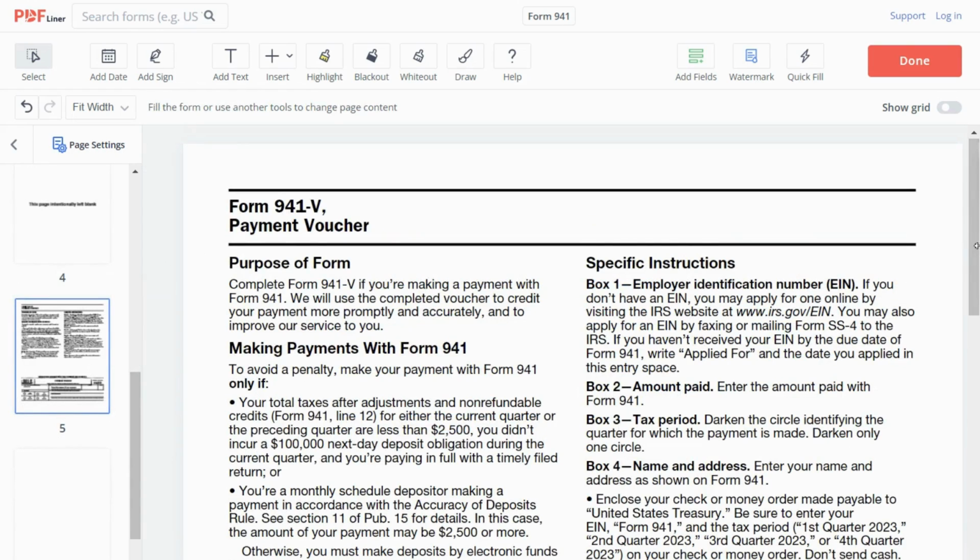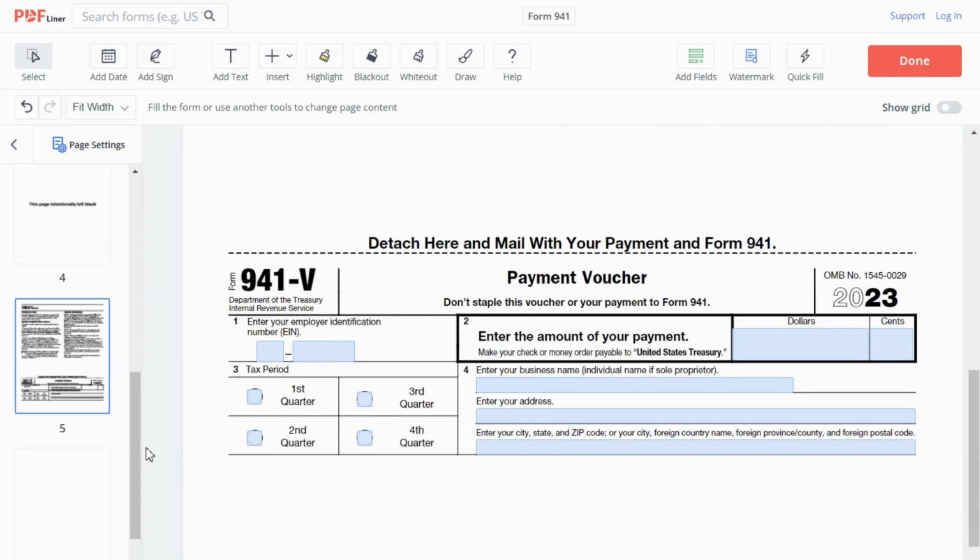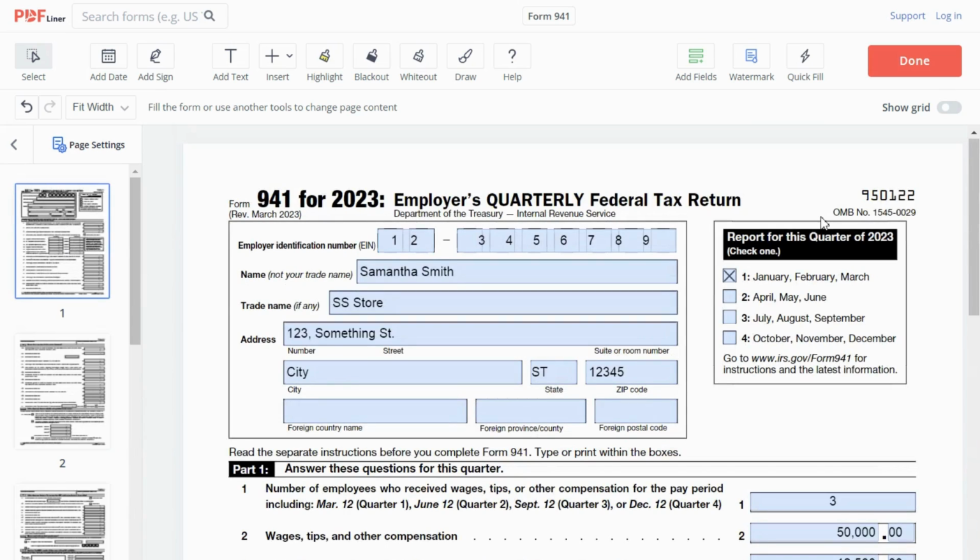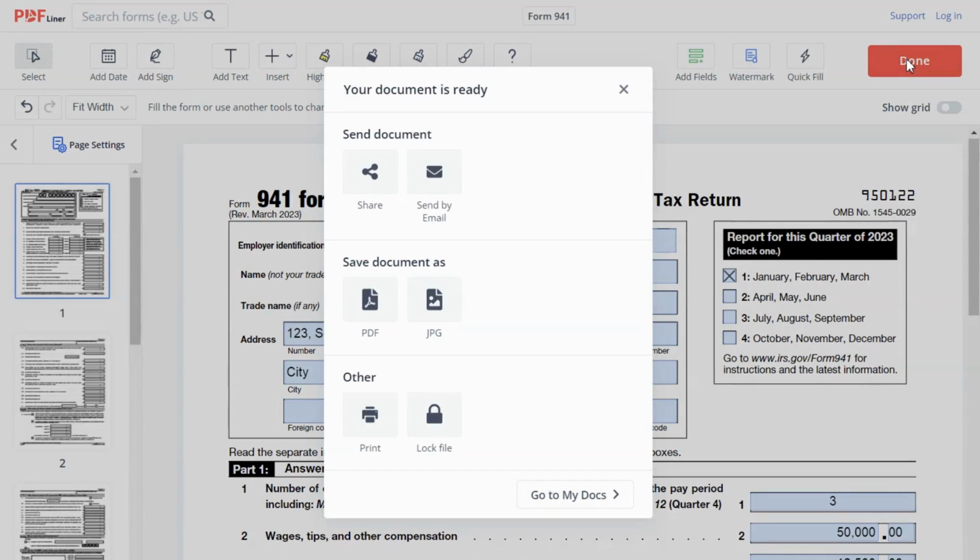At the end of Form 941, you can find payment vouchers that you can use to pay your balance due from the line 14. But most businesses are required to submit payments electronically. Once you have completed your 941, double-check the information and click the Run button to save, print, or share the form.